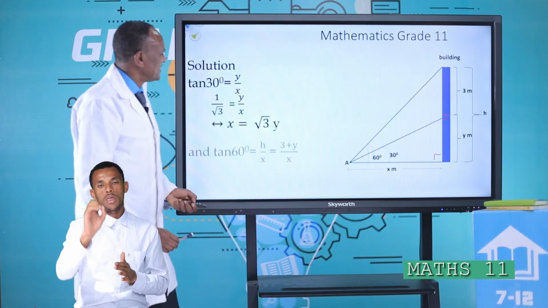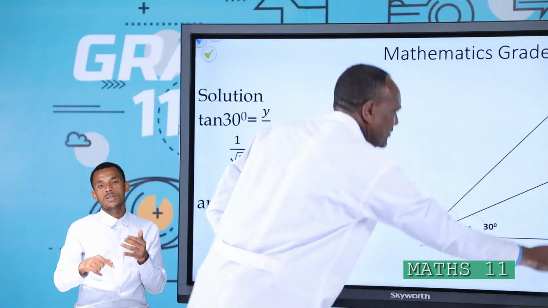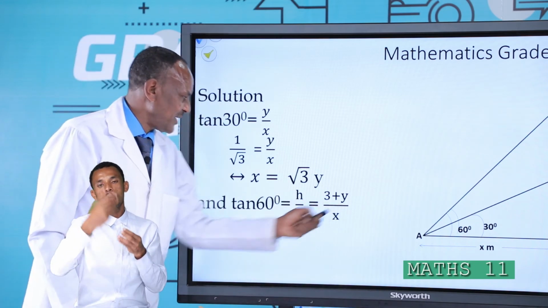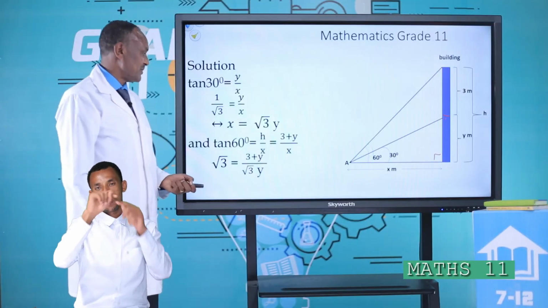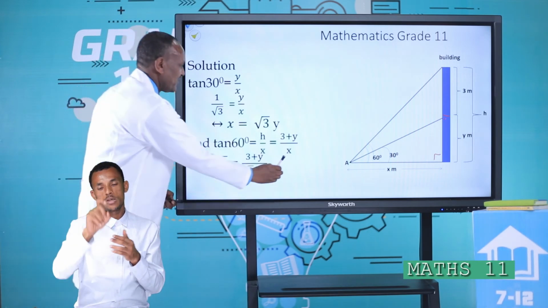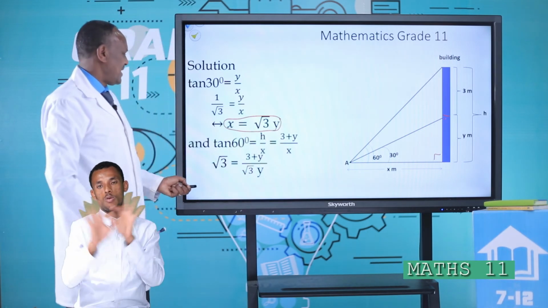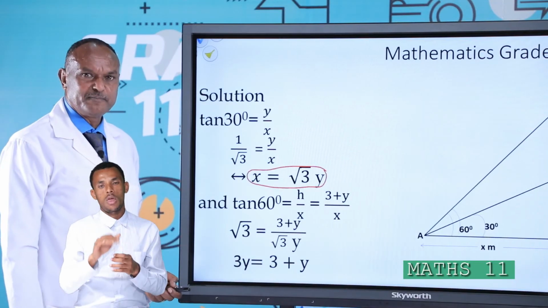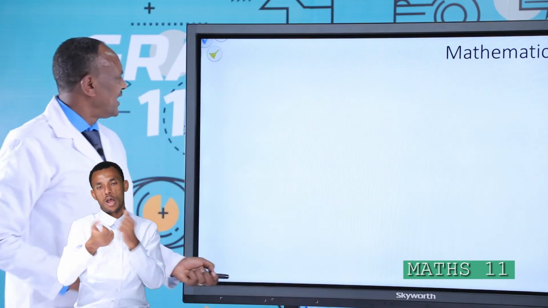What is tangent of 60 degrees? Tan 60 degrees gives us the height h, the height of the building, divided by the adjacent side, which is equal to x. But h is 3 plus y. What was tan 60? Tan 60 was root 3. You have to use the trigonometric table. So root 3 equals 3 plus y over root 3 times y, because the value of x we have said here is root 3 times y. When I cross multiply, I will have 3y equal to 3 plus y. And you can solve here. This is a linear equation. When I solve, I got the result.